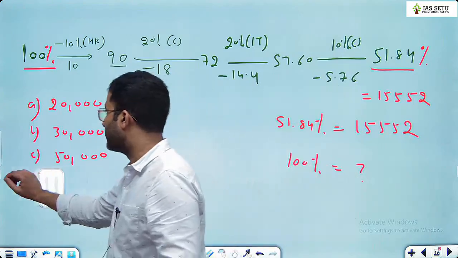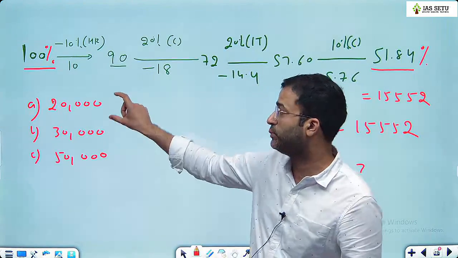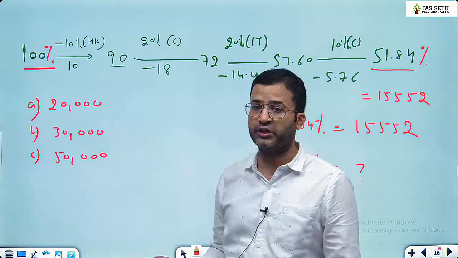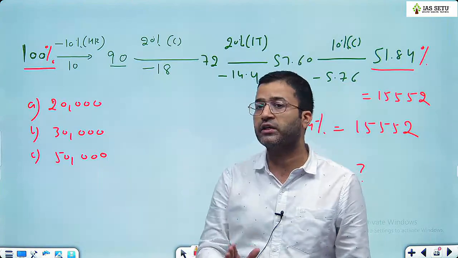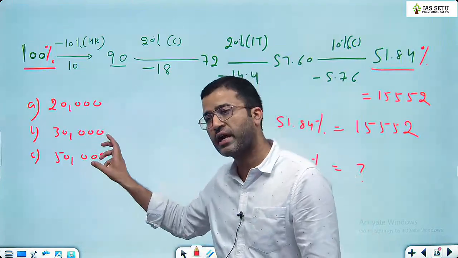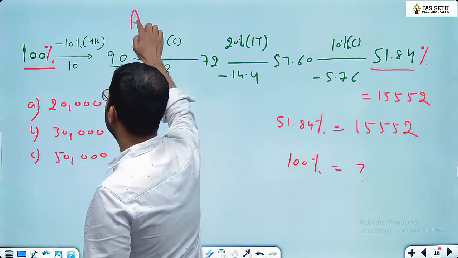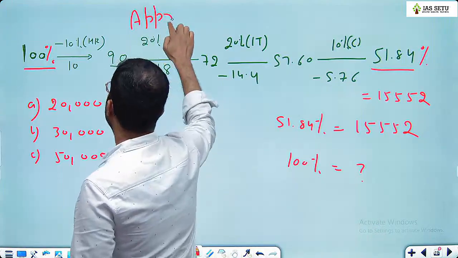So our answer is either A, B, C, since the gap in the answer options is 20,000, 30,000, 50,000. And one beautiful thing is this is CSAT, and in a CSAT paper, for sure, there will be a gap in answer options. So here we can use one wonderful technique. The name of this technique is approximation.